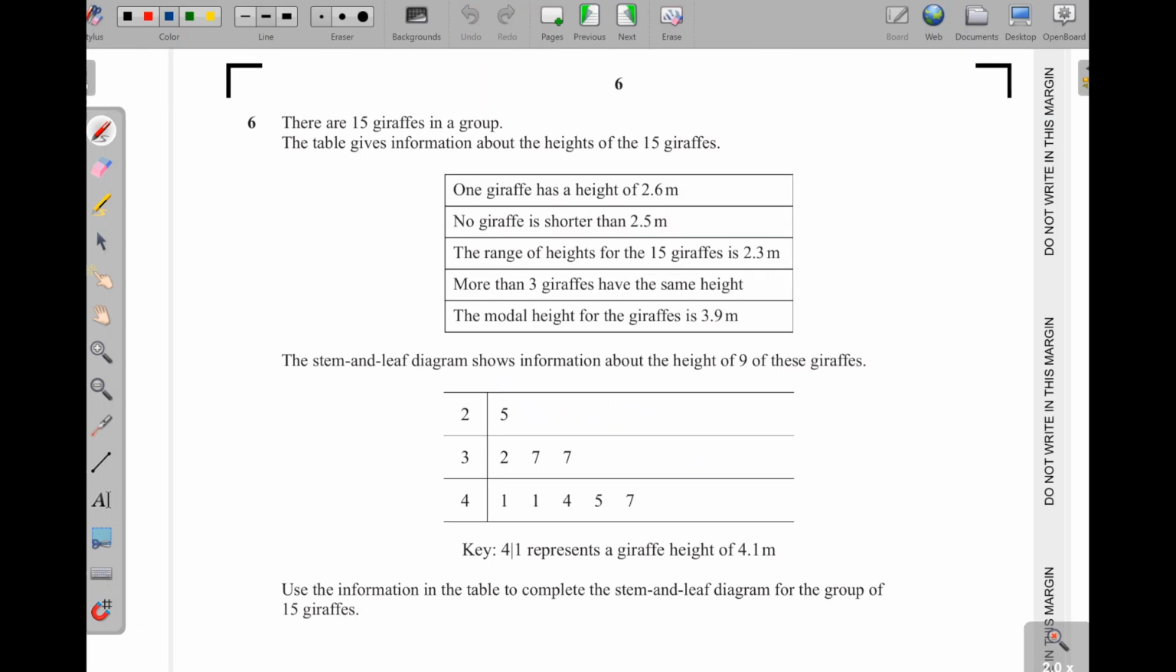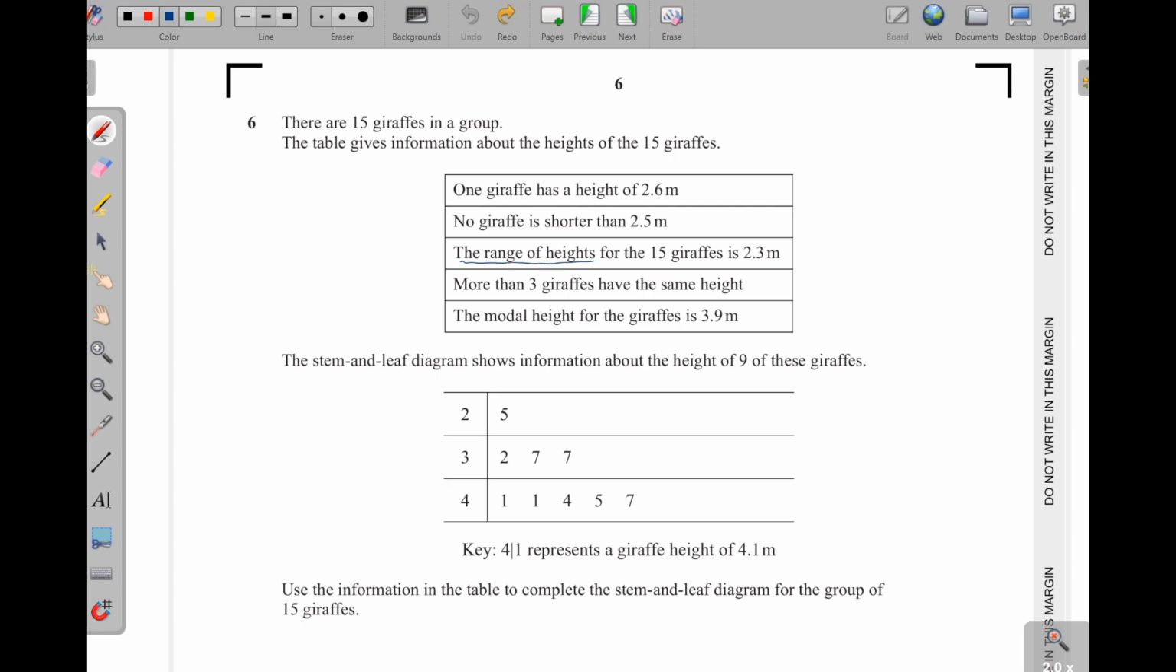Question 6 is coming from statistics. They are saying there are 15 giraffes in a group. The table gives information about the heights of the 15 giraffes. They are saying one giraffe has a height of 2.6 meters. Then no giraffe is shorter than 2.5. That means the minimum is this one here.